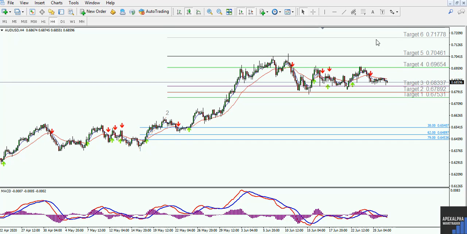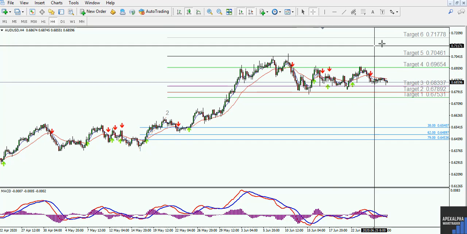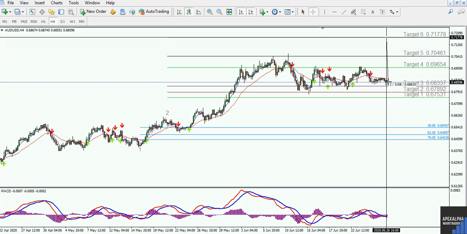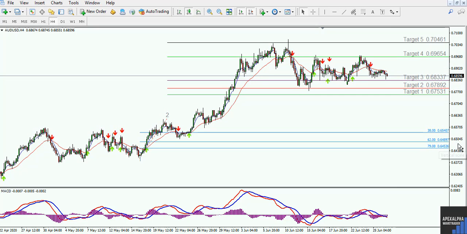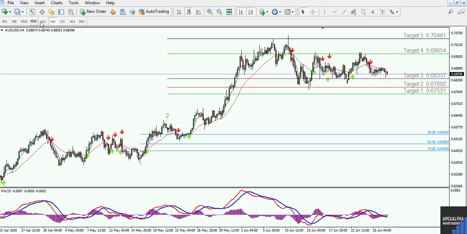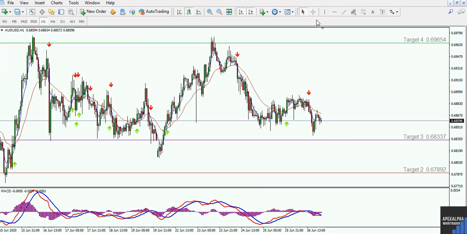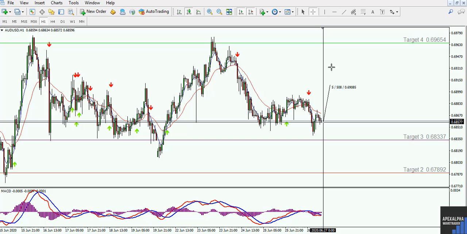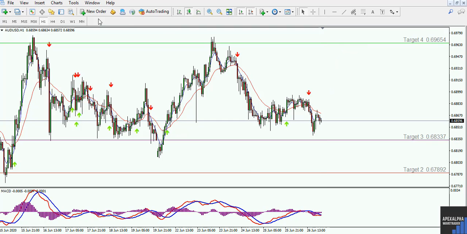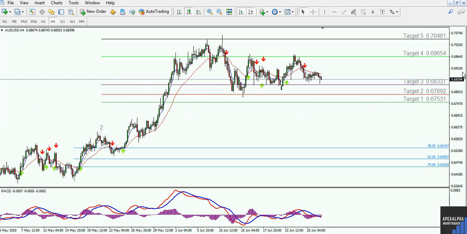So let's say we are aiming for target 6. Target 6 from where we are is about 315 pips. Guys, this is a swing trade. All right, so if you are going to trade the smaller one from here to this level here, it's okay. It's about 107 pips. There's nothing wrong with that. But if you are thinking of a swing trade, then you are looking at about 300 pips. So that's a good trade.